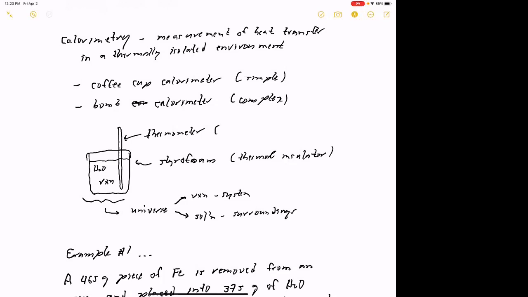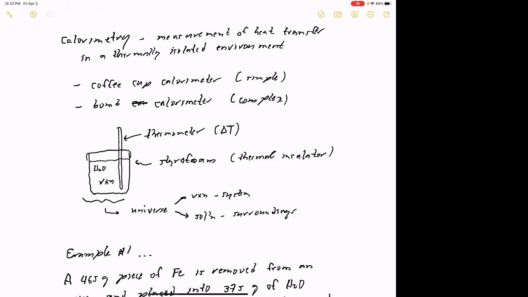So the thermometer is going to allow us to measure a delta T, or change in temperature, T final minus T initial. All right. So then ultimately, we should be able to get back to, by using specific heat arguments, the amount of heat that got given off by the reaction to the water. That's the basic idea here.